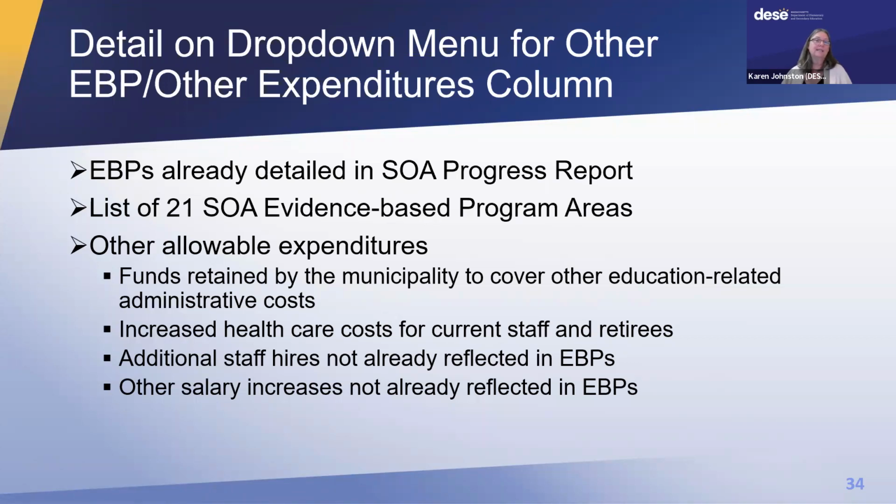This is just to quickly note that the first column has a drop-down menu that has about 25 categories in it. The first one is EBPs already detailed in the progress report. Then comes a list of the 21 individual SOA evidence-based program areas. And that's followed by other allowable expenditures that include, as we said, funds retained by the municipality, increased healthcare costs, additional staff hires not already reflected in EBPs, and other salary increases not already reflected in EBPs.